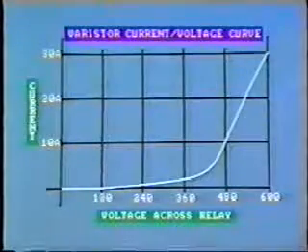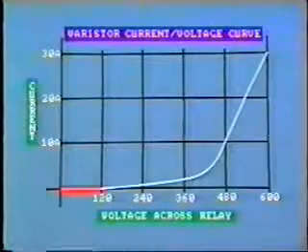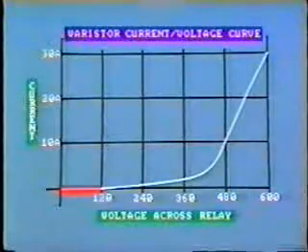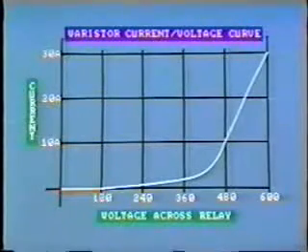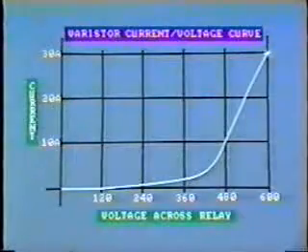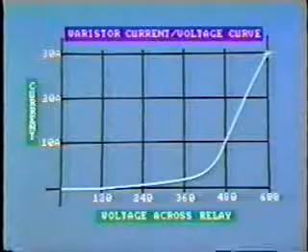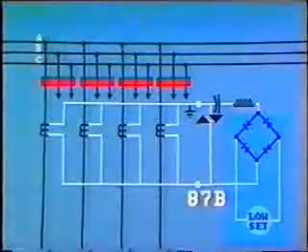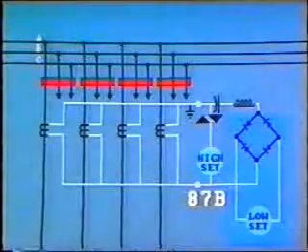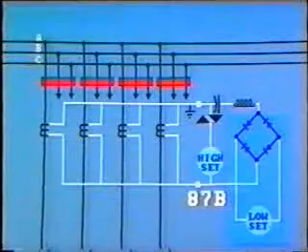When voltage across the relay is 120 volts or lower, the current passing through the varistor branch is 0.01 amps. That is negligible. When this voltage reaches about 600 volts, all of the remaining current will be diverted through the varistor. Advantage is taken of this feature to provide further protection. An instantaneous overcurrent relay is installed in series with the varistor.